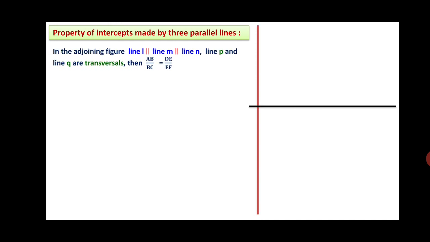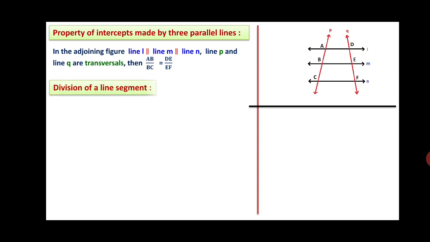Friends, in the adjoining figure, line L is parallel to line M is parallel to line N. Line P and line Q are transversals. Then we know that AB upon BC is equal to DE upon EF. Now, division of a line segment.